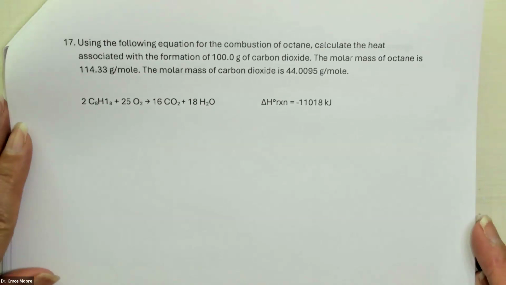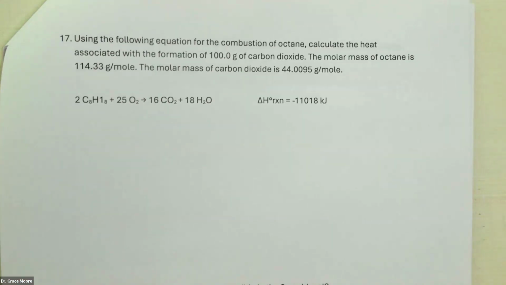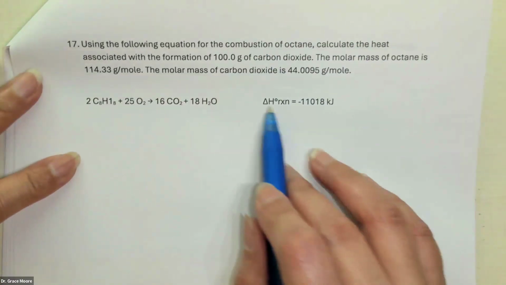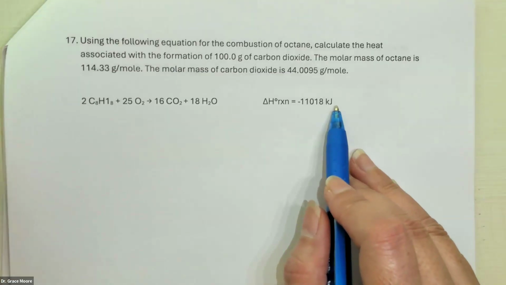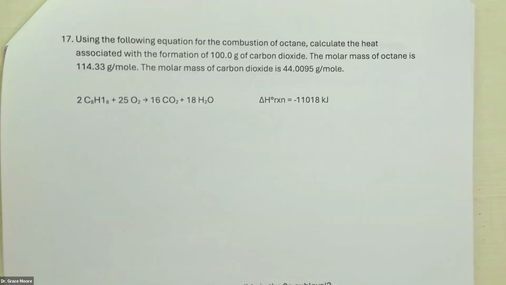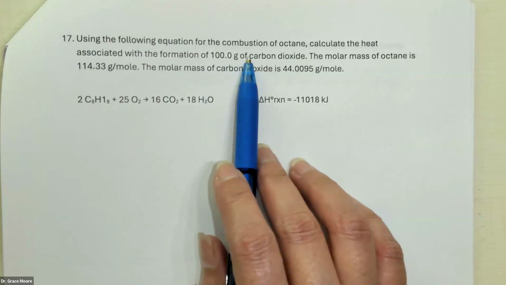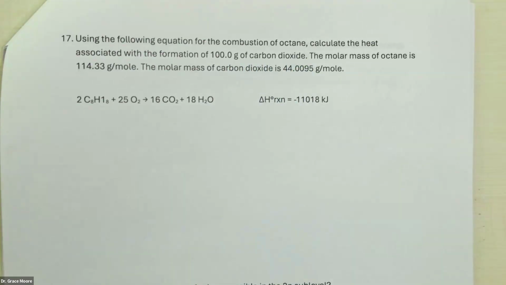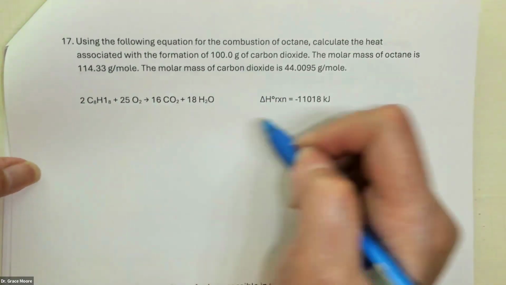All right, number 17. Let's take a look at this question here. They say I have a combustion reaction. Delta H of the combustion is here. Can you find out how much heat is associated if you make 100 grams of CO2? They gave us a molar mass of CO2, so that makes it a little easier.